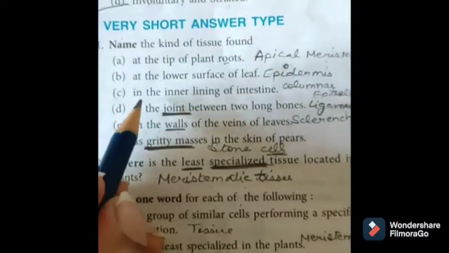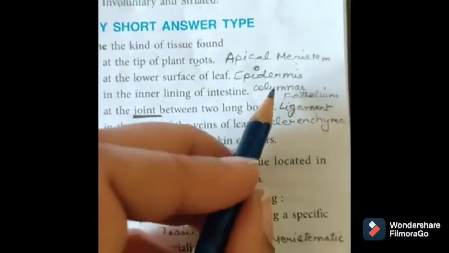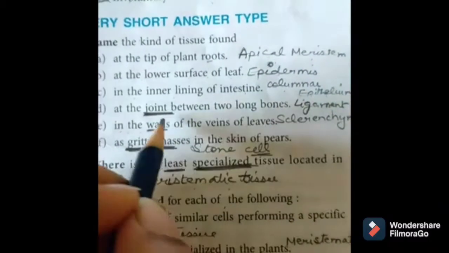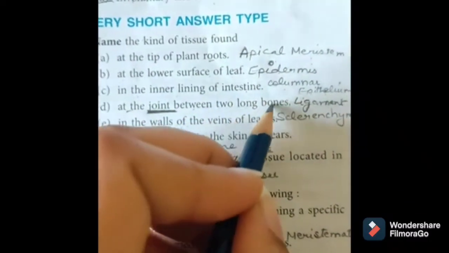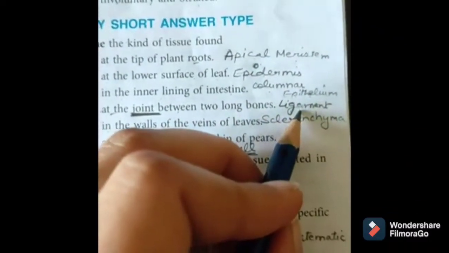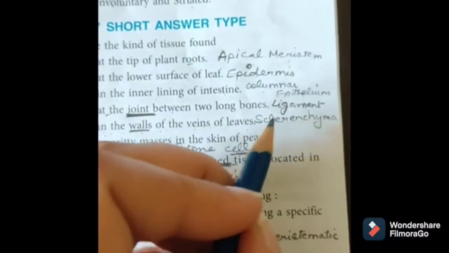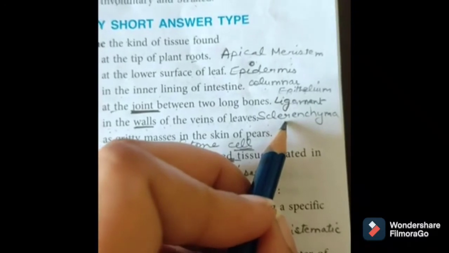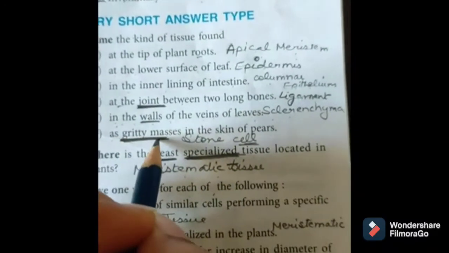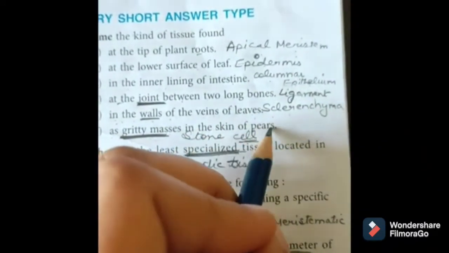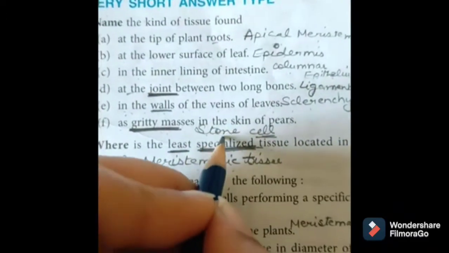Okay. In the inner lining of intestine, columnar epithelium. At the joint between two long bones, ligament is present. In the walls of veins of the leaves, the answer will be sclerenchyma. Okay. As a gritty mass in the skin of pear, stone cells.